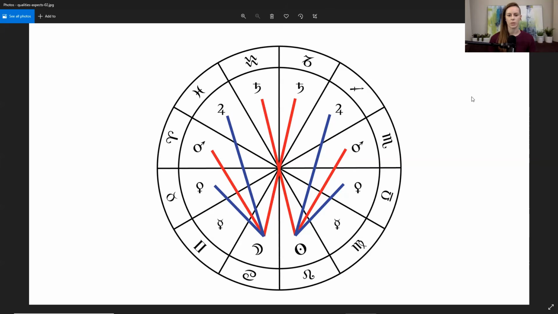So it sets up a lot of symbolism right out of the gate. You immediately get a lot of information about what it means to have a square versus what it means to have an opposition.